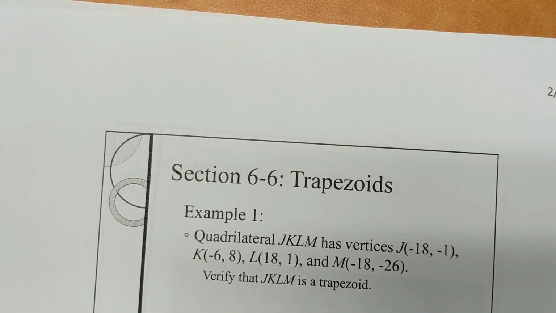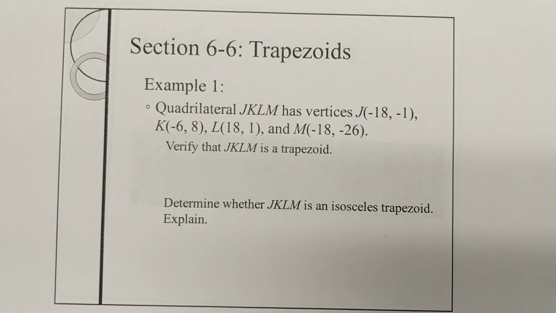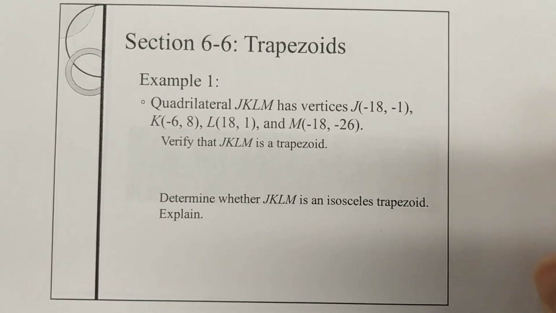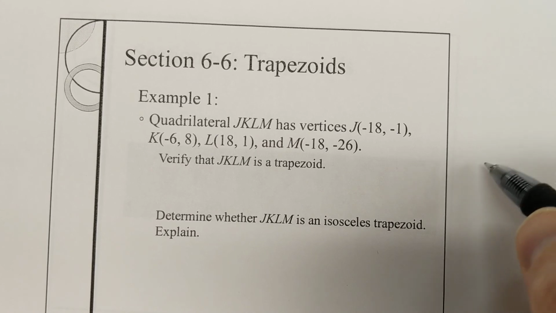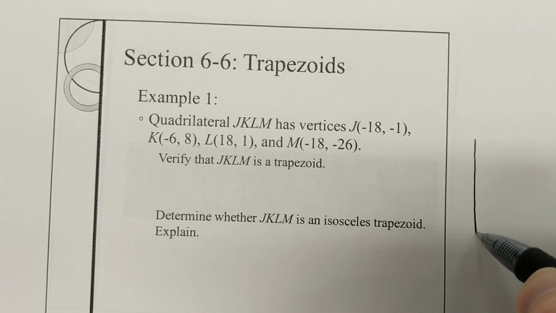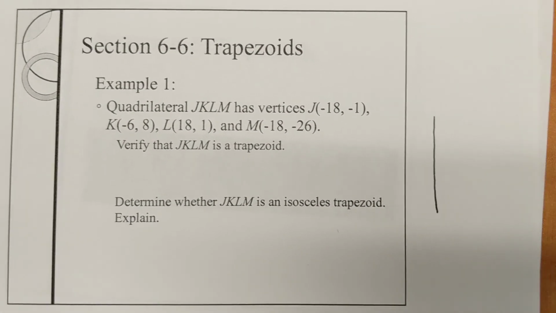All right, so example 1 here: quadrilateral JKLM has these vertices. Verify that it is a trapezoid. Those numbers are real big. Let's see here. So what you'd have to do is plot your points. Probably should not have picked such big numbers. We'll come over here. Actually, let's use some real graph paper.